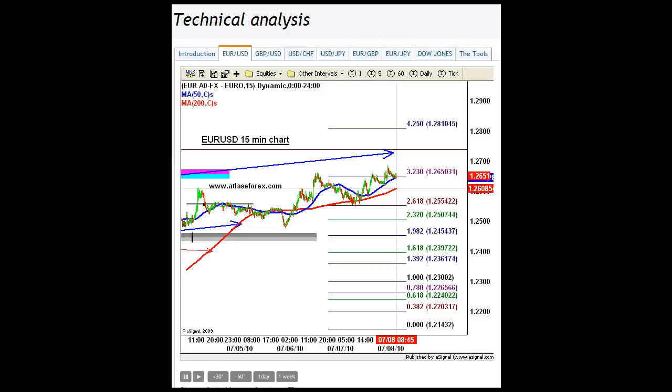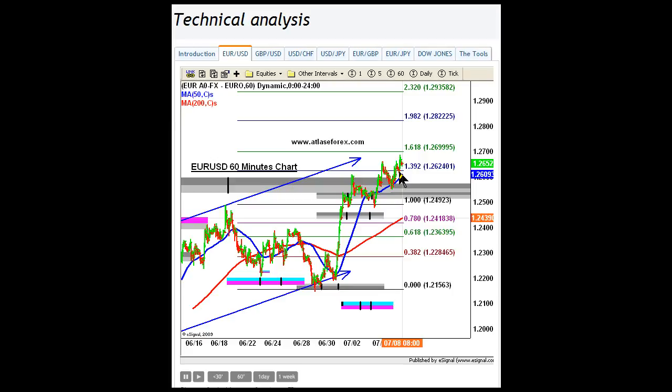We start with Euro USD on 15-minute chart where the trend is moving upwards and we have a target of about 128. On the 60-minute chart, we can see that the movement of yesterday reached almost the 1618 Fibonacci at 126, close to 126.90, and we will see today's trading, so we can determine further the move. For as long as the 50 moving average supports the move of the parity, we will continue upwards.